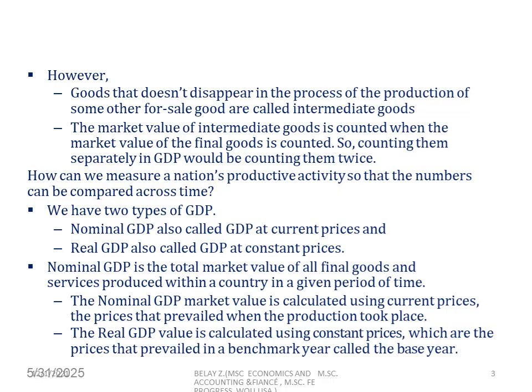How can we measure a nation's productive activity so that the numbers can be compared across time? We have two types of GDP: nominal GDP, which is called GDP at current price, and also real GDP, also called GDP at constant price.